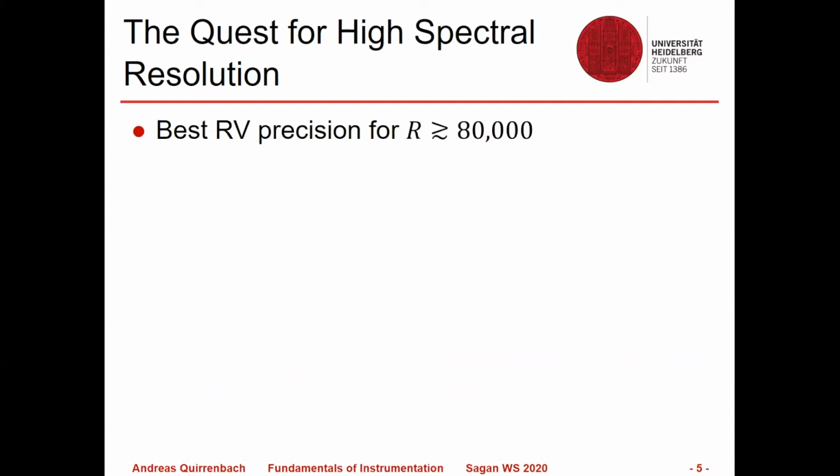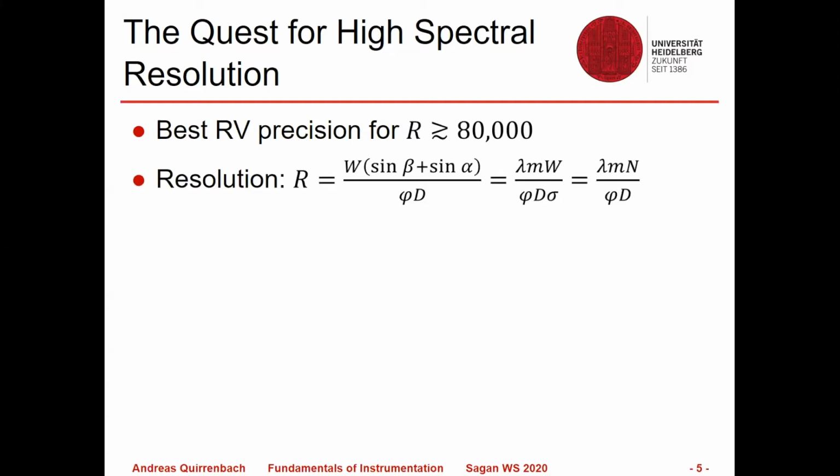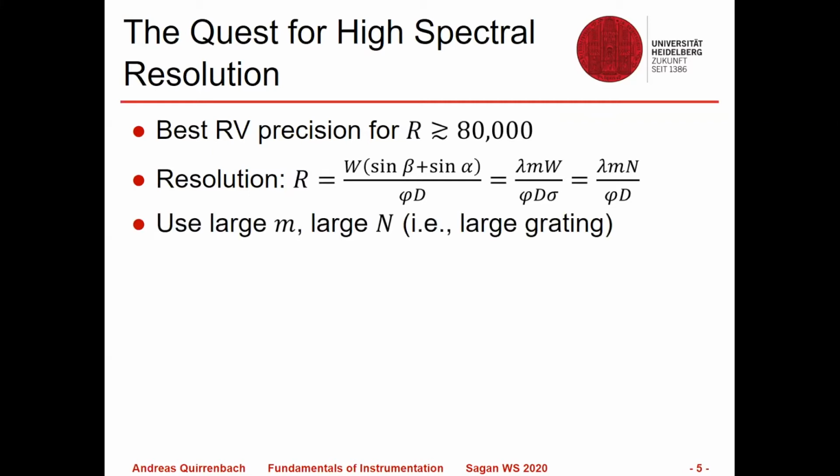As we will see, getting the best possible radial velocity precision requires a relatively high resolution, typically of order 100,000, sometimes a little bit less, sometimes even more than that. Getting that kind of resolution is not trivial if we look at this equation, which I have copied here from the previous view graph. One strategy to get high resolution is to use a large diffraction order, so a large m, and a large number of lines that are illuminated, which is a large grating. In the relation that contains the size of the grating, the W here, you see the size of the grating enters directly.